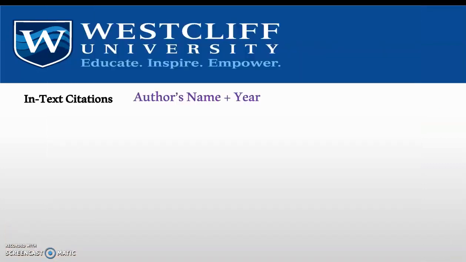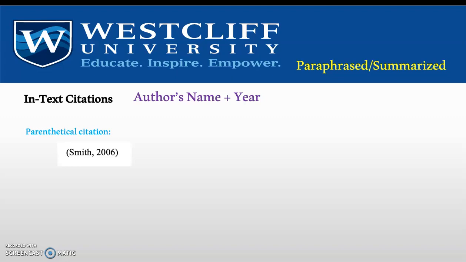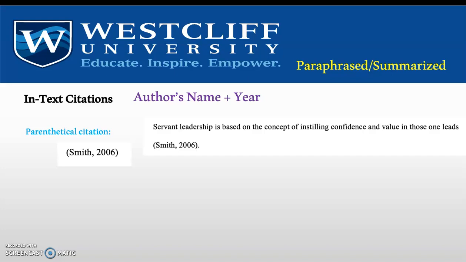Okay, with in-text citations, I'm talking about paraphrasing or summarizing here. All that is needed is the author's name and the year. So if you have a parenthetical citation or a citation at the end of a sentence, it looks like so. Author's last name, comma, and the year. Here's an example of it in text. Please note that the period comes at the end of the parentheses, not at the end of the sentence.